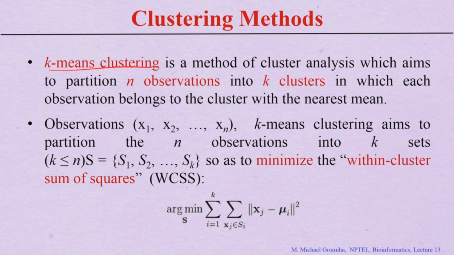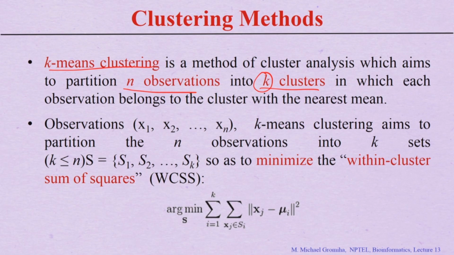It is a method of cluster analysis which aims to partition n observations, for example, you have n sequences, n observations, into a limited number of clusters. For example, here k clusters, say 5 clusters or 10 clusters, in which each observation belongs to the cluster with the nearest mean, because that should be within this nearest mean.